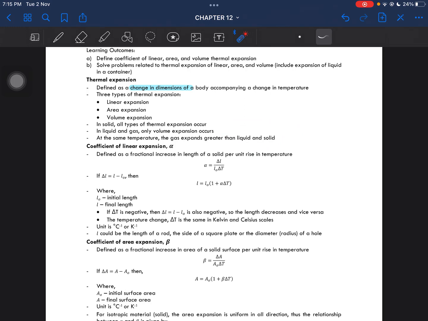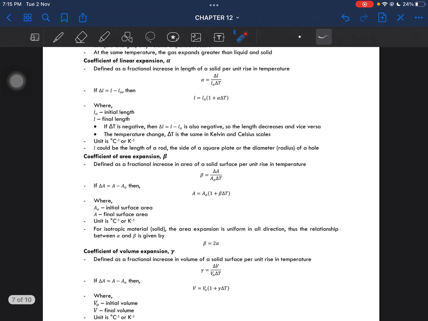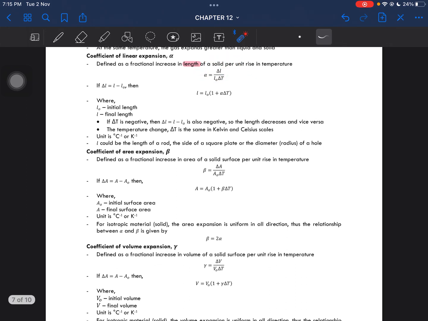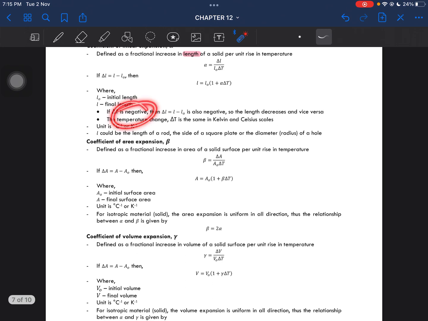Okay, so the first one, coefficient of linear expansion, which is alpha. It is defined as the fractional increase in length of a solid per unit rise in temperature. So mathematically it can be written as shown here. If the difference in temperature is negative, then the change in length will also be negative, so the length decreases.